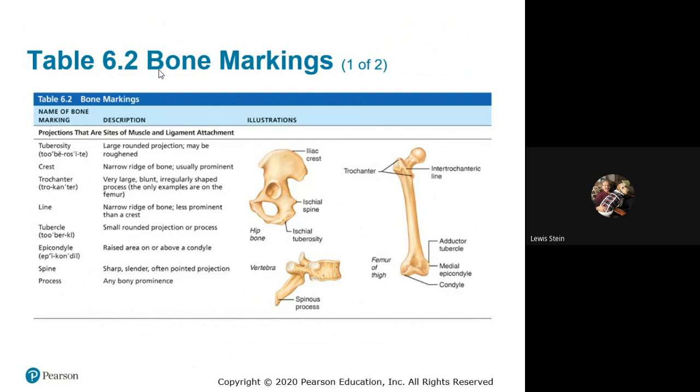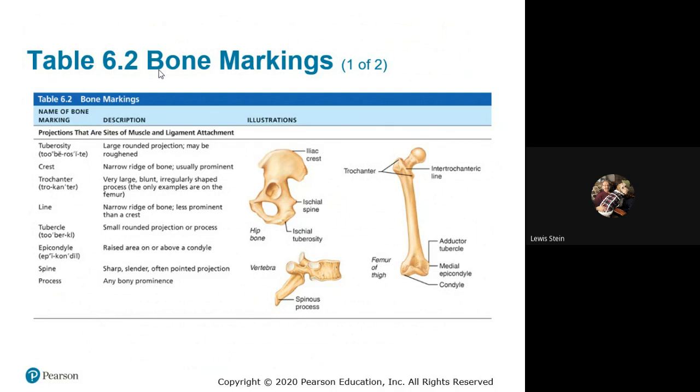Tuberosities, big things attached there. Your patellar tendon, that whole knee jerk thing, creates this big bump. It's called the tibial tuberosity. Big round portion of bone. Crest. So here, it's called the iliac crest. Stand up, put your hands on your hips, okay? And that ridge that you find is called the iliac crest. So a lot of times they're underneath the surface. So look at that line, that intertrochanteric line.